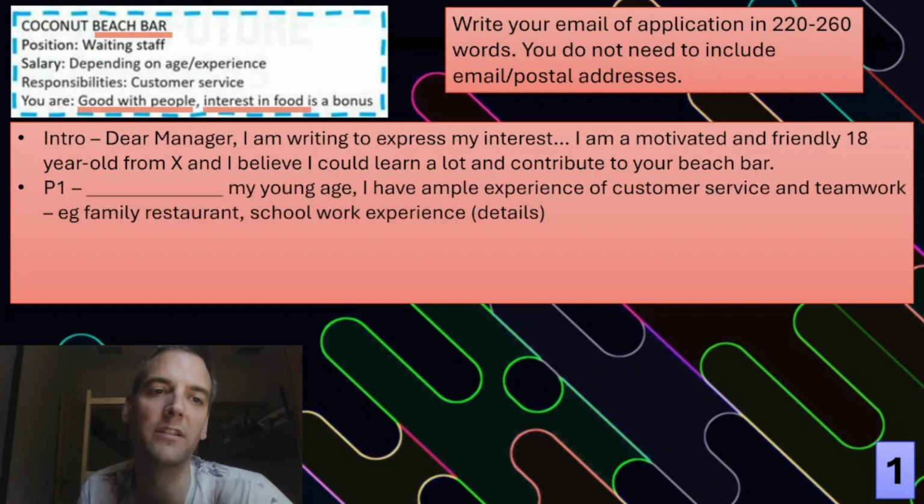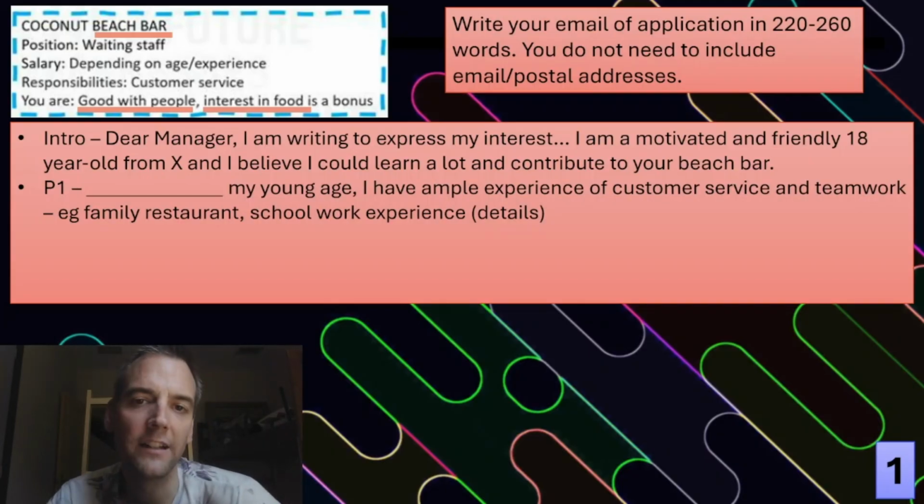Then we can get into a bit more detail. Despite my young age, I have ample experience of customer service and teamwork. And then this is a plan, so I'm going to give my details, my examples. I've worked in a family restaurant. I've been on a work experience program at school for 2 weeks where I did certain things and so on.